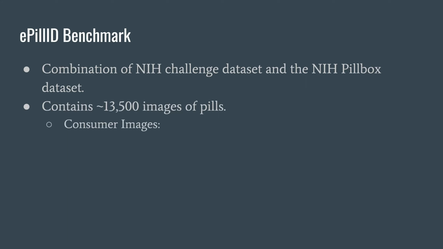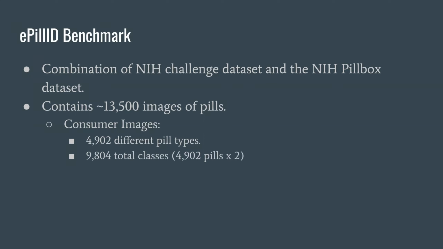We can divide these image types into two different subsets. So on one end, we have the consumer images, which are images that have been shot with controlled lighting and with professional equipment. This set covers 4,902 different pill types. And this means that we have 9,804 different classes because we consider each side of a pill its own class.